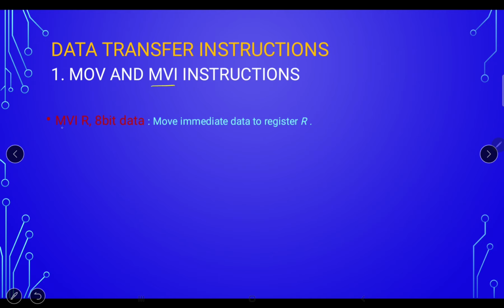Now we will discuss 2 instructions under MVI. The first one is MVI R, 8-bit data. Here MVI stands for move immediate. The 8-bit data is immediately moved, or we can say it is immediately copied, to the specified register. And here the addressing mode is immediate addressing mode.